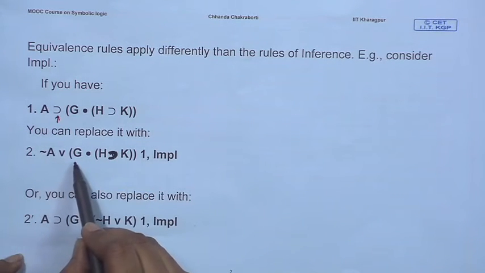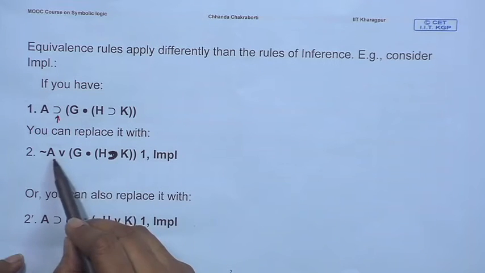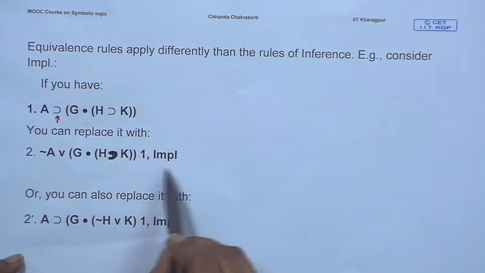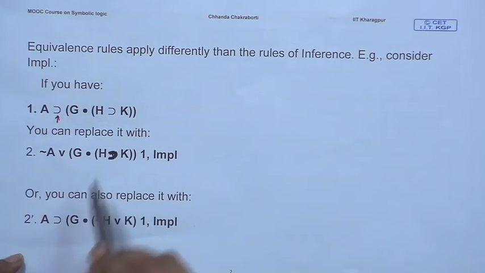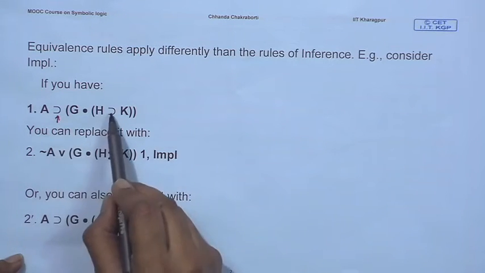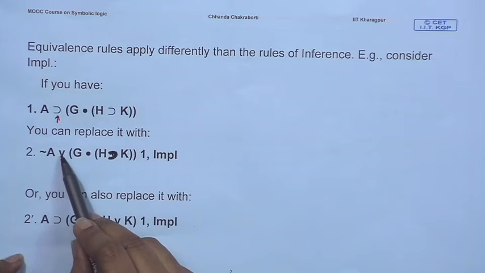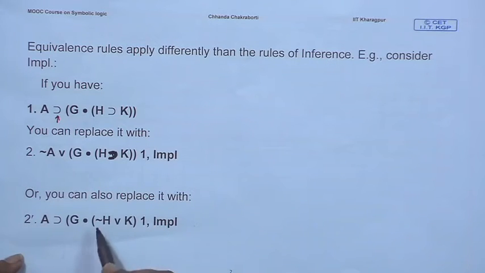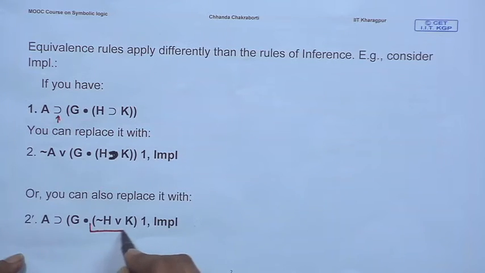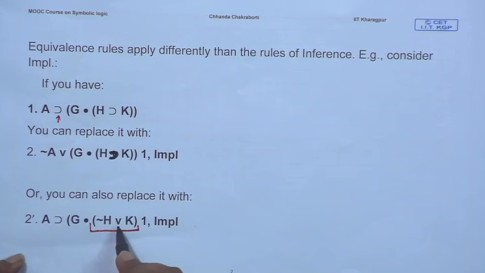Here nothing changes, but this changes into tilde A wedge, and the justification is by implication. But there are two horseshoes here, one is here, one is here. So, you can apply it here in the main connective, or you can do it in this part without changing this horseshoe. You can selectively use it on this horseshoe.